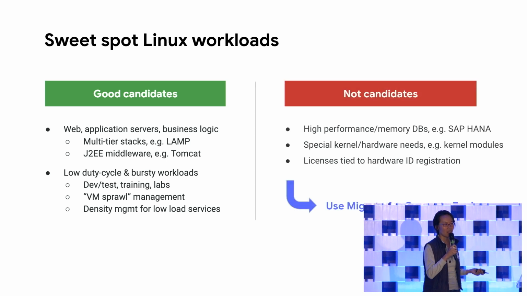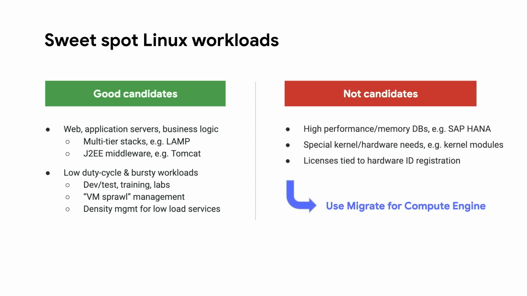So what's not a good candidate workload? All right, so you want to make sure that the workload will run well within Kubernetes. And so that means if you have high performance or high memory databases, that may not be a good fit. If you have special kernel or hardware needs, like if you need a special kernel module, that also may not run within Kubernetes. And finally, you want to make sure that your software licenses allow you to run within containers. So if you have licenses that are tied to hardware ID registration, that also may not be a good fit. And in some of these cases, you may instead want to use Migrate for Compute Engine to move your VM from your original source data center into GCP.